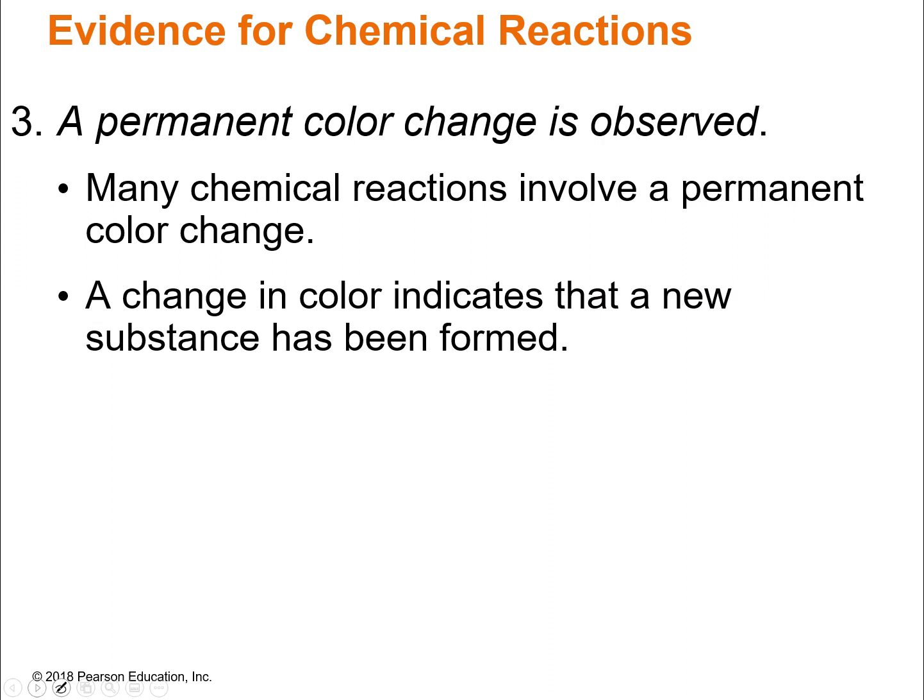That's a permanent color change. Oftentimes you'll see some kind of a color change. You may see a color change in addition to observing a gas forming or a solid forming. A change in color means that you've made a new substance. Some of the metals, especially the transition metals, have very pretty colors. Cobalt can be a nice pink. Copper can be a nice green. So it's very colorful. Chemistry can be very colorful.